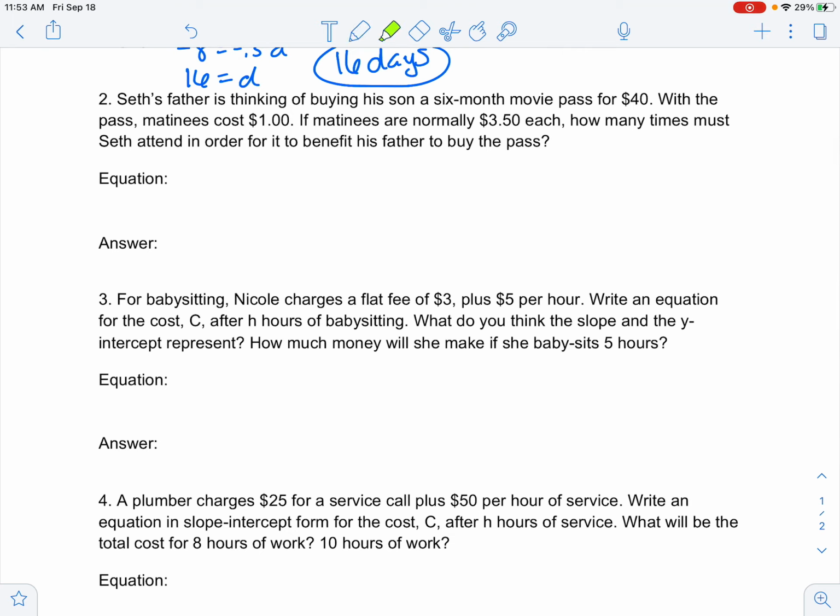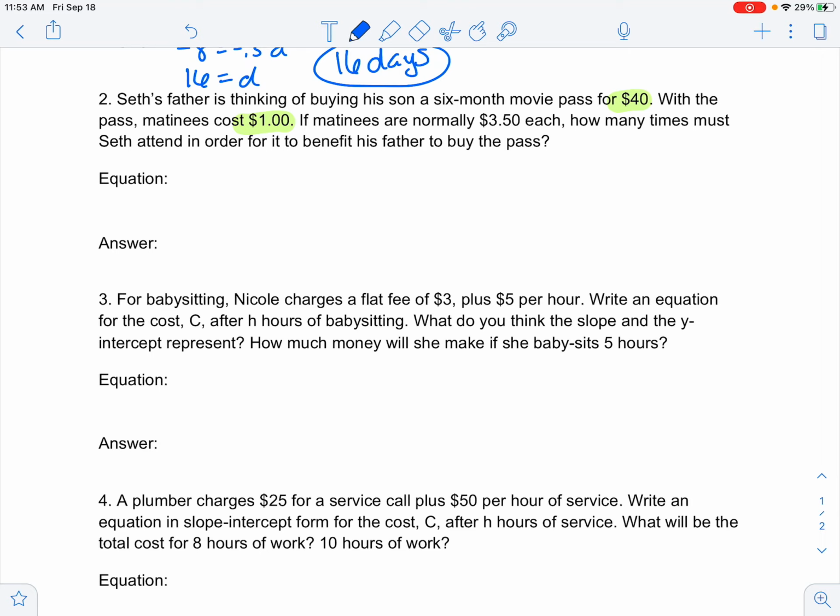Seth's father is thinking of buying his son a 6-month movie pass for $40. With the pass, matinees cost $1. If matinees are normally $3.50 each, how many times must Seth attend in order for it to benefit his father to buy the pass? Okay, so I'm going to ignore that last line again because that's plugging and chugging. Let's get our equation first.